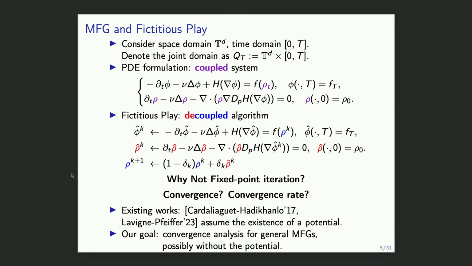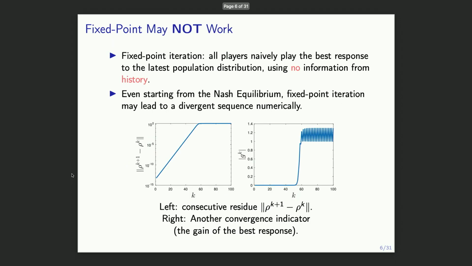And the next question is whether this algorithm converges, and what is the convergence rate if it converges. So all the existing works on the analysis of fictitious play assume there is a potential, so they can use the objective as a natural metric for the convergence. But for general non-potential game, there is no such thing. And our goal is to develop the convergence analysis for general mean field game without assuming the existence of the potential.